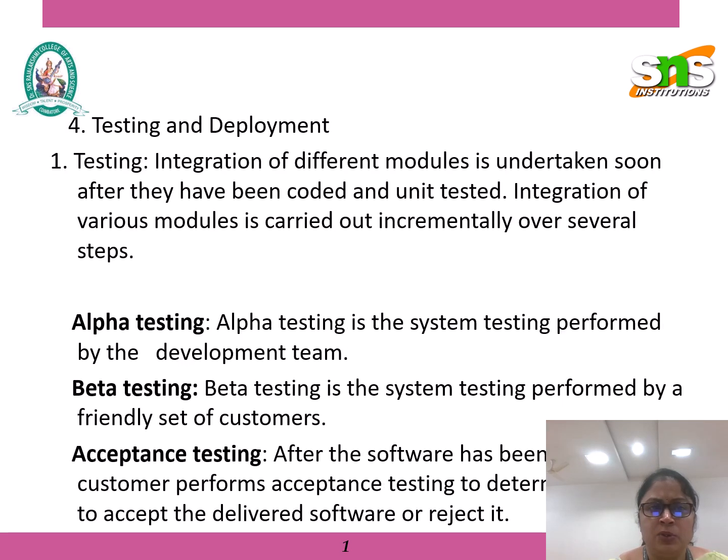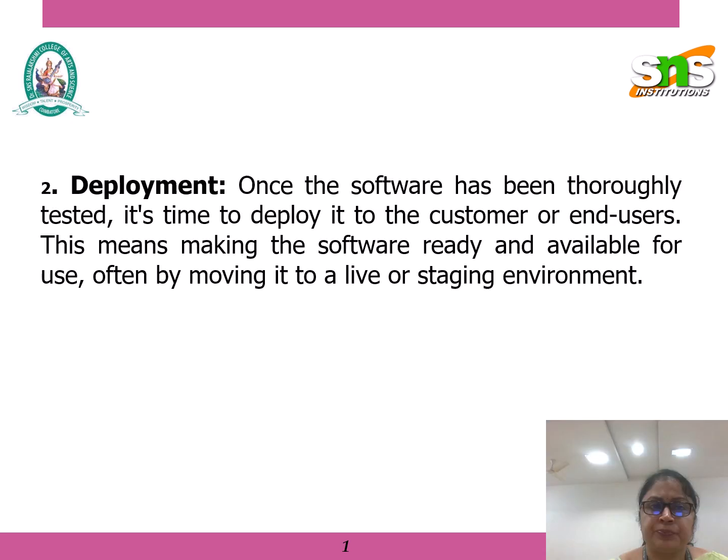And next is about testing and deployment. So after developing, we have to test whether it is working accurately. So we have to test with some testing series like alpha testing, beta testing, and acceptance testing. Alpha testing means it has to be performed by the development team only. Beta testing is performed by the customers who use a particular product. And then acceptance testing comes, like the performance determined to accept the delivered software.